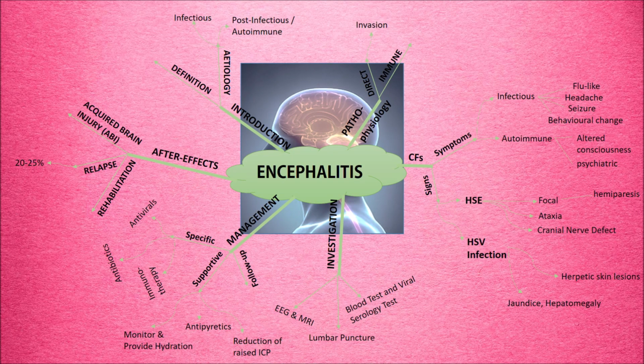So now I'm going to explain about encephalitis. Okay, first and foremost, what is encephalitis? Encephalitis is an inflammation process that involves the brain parenchyma or brain substance. So unlike meningitis, encephalitis is an inflammation that involves the brain itself. This encephalitis can extend into inflammation or infection of the meninges, and this condition is known as meningoencephalitis.